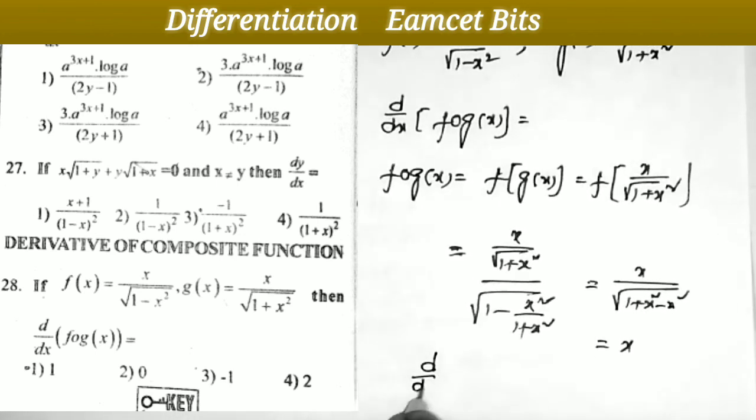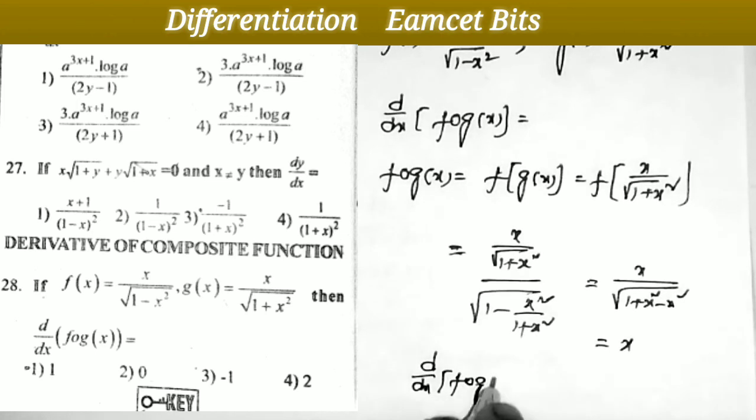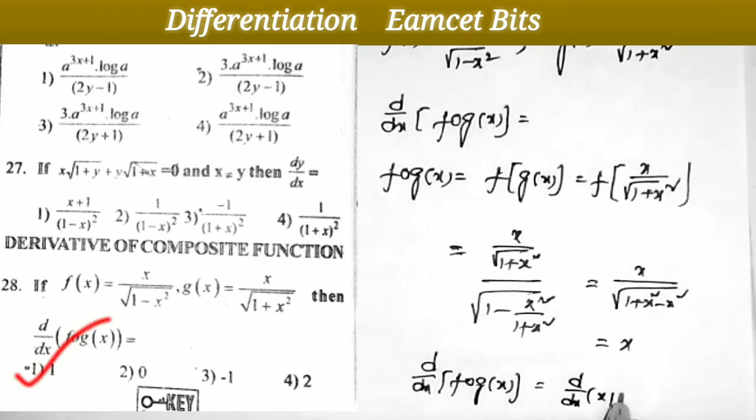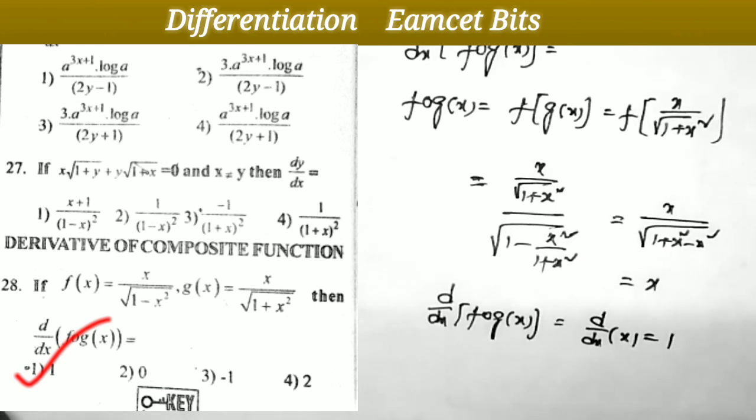Now what is the given quotient? d by dx of f circle g of x. Now what is the derivative? d by dx of x is equals to 1. That is the answer, and this is the first option.